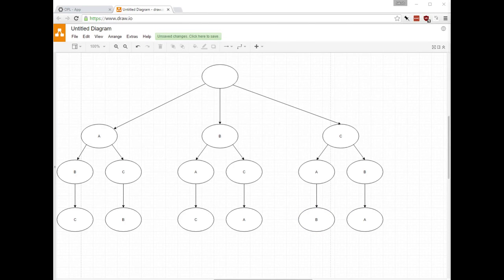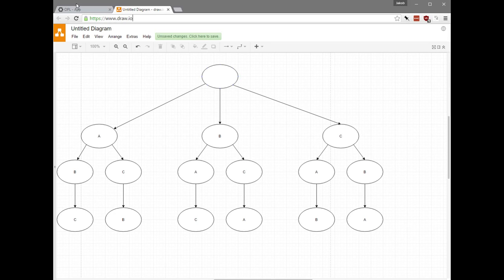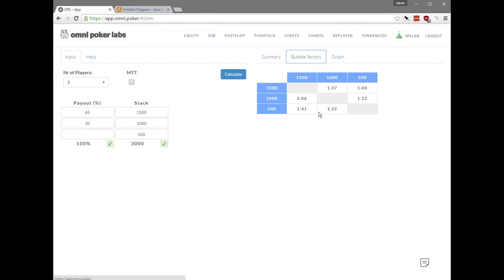Okay, I hope I managed to explain what ICM equity actually means and to give you an idea of how ICM algorithms work. Let's talk about bubble factors next.